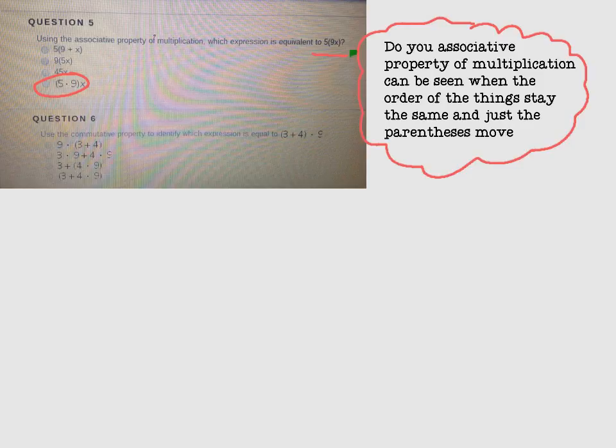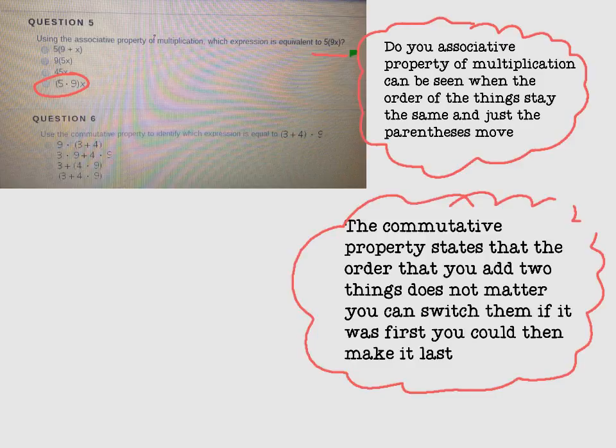So let's review what the commutative property is. The commutative property states that the order that you add or multiply two things does not matter. You can switch them. If it was first, you could then make it last. So what we have here is (3 + 4) times 9. Think of it like two pieces. That whole parentheses piece, think of it like it's together and it's one piece. So what you're looking for is when they switch this. When did they put the 9 piece first and the 3 plus 4 piece last?